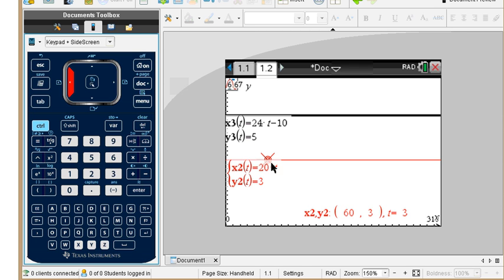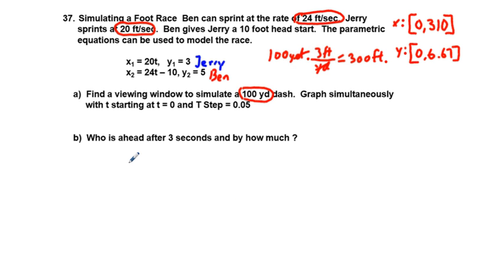So at T equals 3 seconds, Jerry has covered 60 feet. And it really makes sense, doesn't it? Because if we have this 20t, it does make sense.